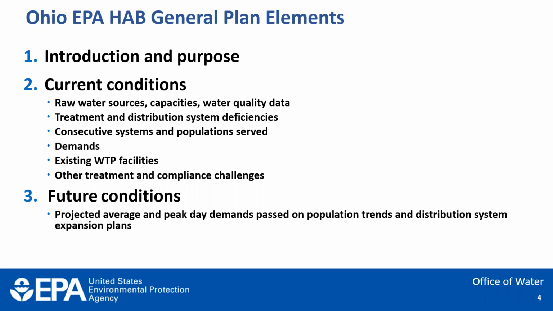And then any future conditions. I know a lot of systems conduct water resource studies, thinking about future average and peak day demands. So especially if there's a big expansion plan for a system, how are you going to factor HABs into those plans?